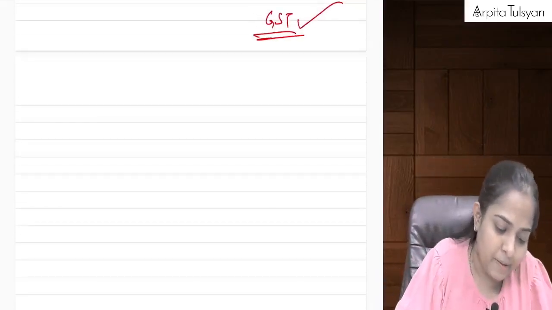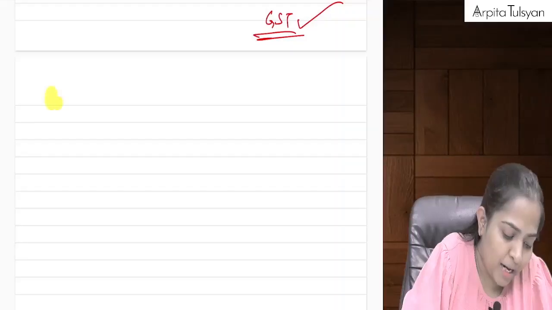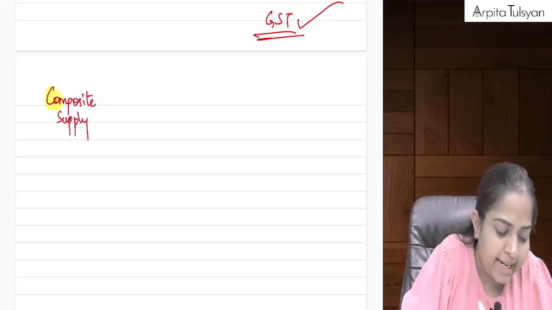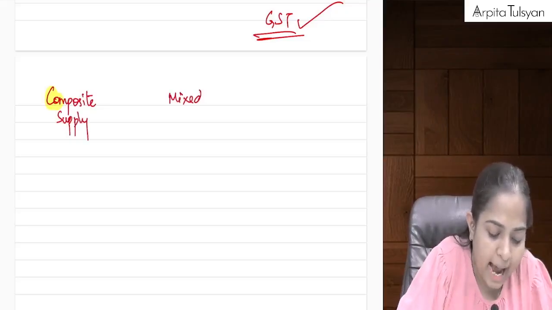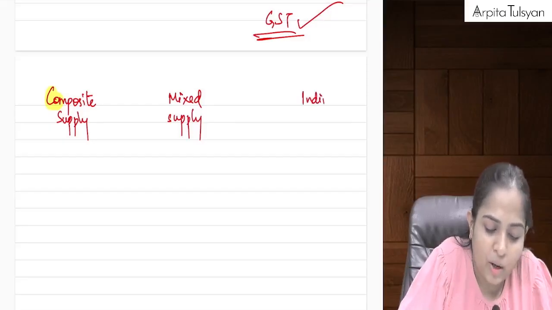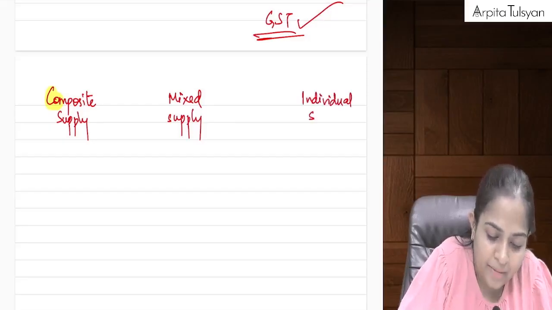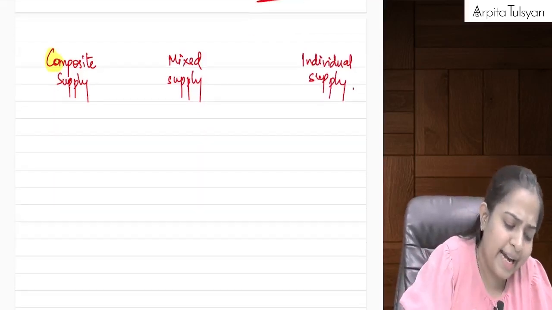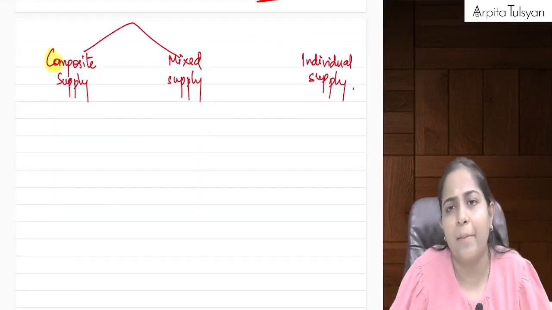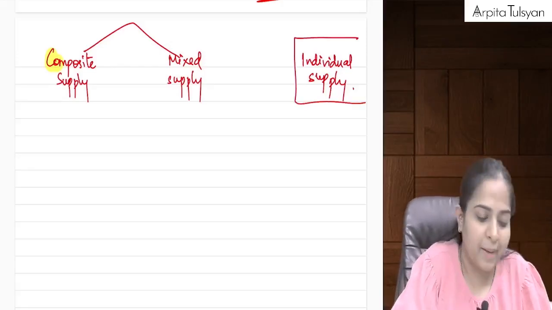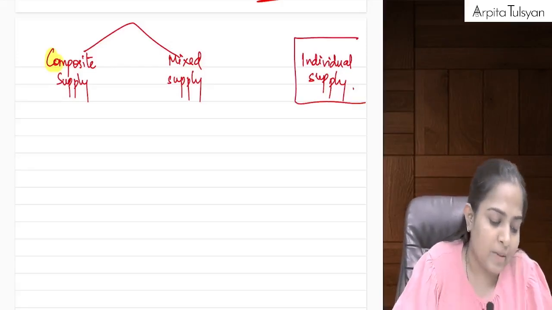I want to classify it in 3 types. First one is composite supply. Next one is mixed supply. And last one is individual supply. Please try to understand. I'll give you the example. Obviously, section number 8 talks about composite supply and mixed supply, but I want you to understand the concept of individual supply also.